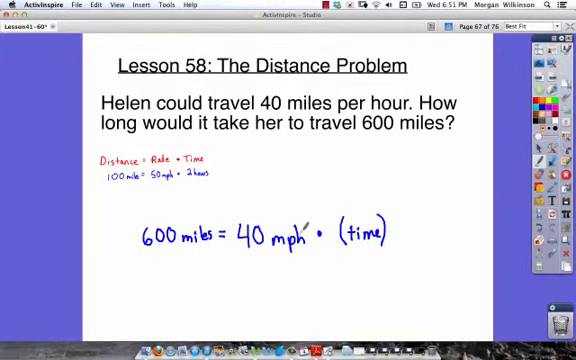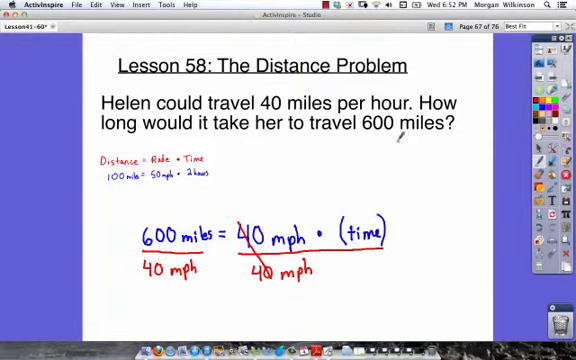Now we can go ahead and solve. We want to know what time is. So in order for us to know what time is, we want to get that by itself. We're going to have to undo the multiplication of 40. So if we want to undo multiplication, we can use division. So we're going to divide this right-hand side by 40 miles per hour, because 40 divided by 40 is 1. What we do on the right-hand side, we have to do on the left-hand side. So we're going to divide by 40 miles per hour. So our answer, how long it takes, is going to be 600 divided by 40.